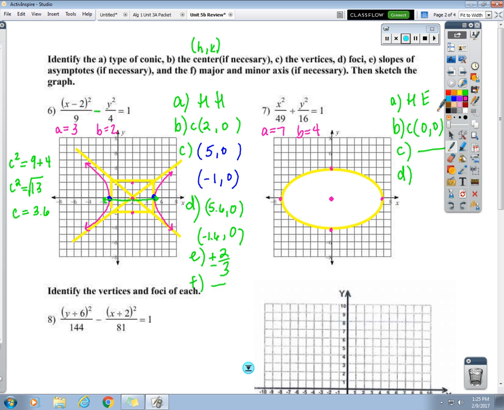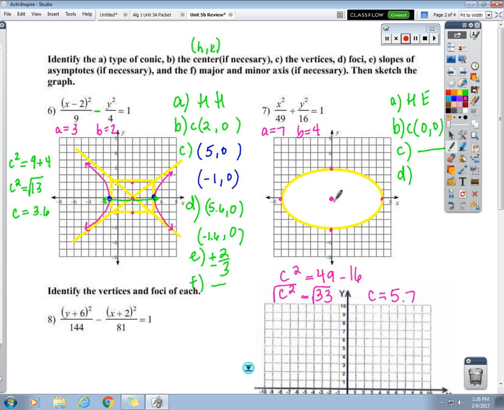Okay, so there's our ellipse. Now they want to know the foci. So I go back to my formula sheet just to make sure I don't make any mistakes, and I notice for an ellipse, c squared equals a squared minus b squared. So c squared equals a squared, which would be 49, minus b squared, which will be 16, and that becomes c squared equals what? 33. But then to solve for c, you square root both sides, and c equals 5.7.